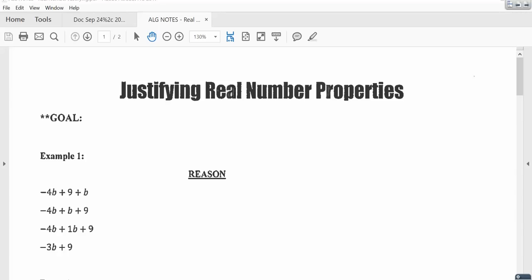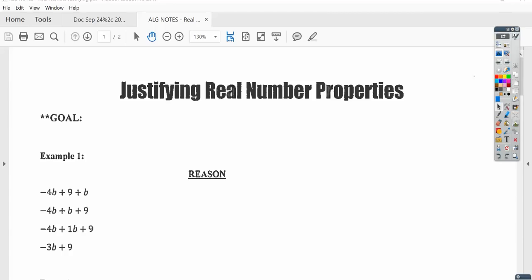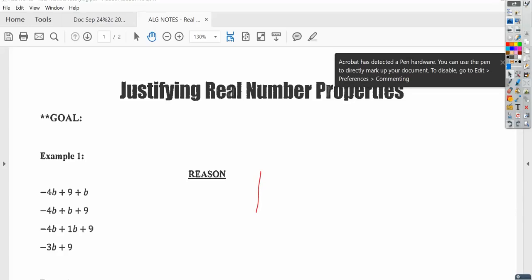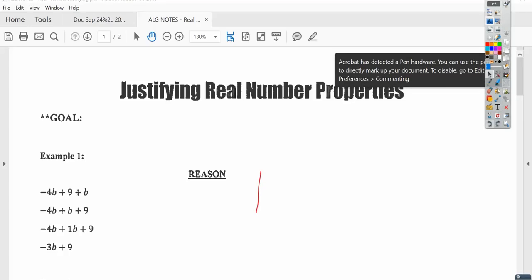So today we're going to start talking about how we justify problems that are already solved. Last class, or actually two classes ago, you talked about all of the different properties that you have learned. So today I'm going to give you an example.